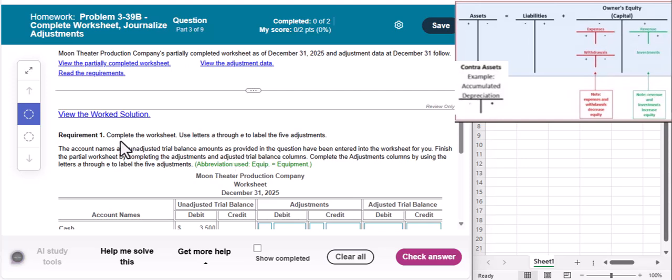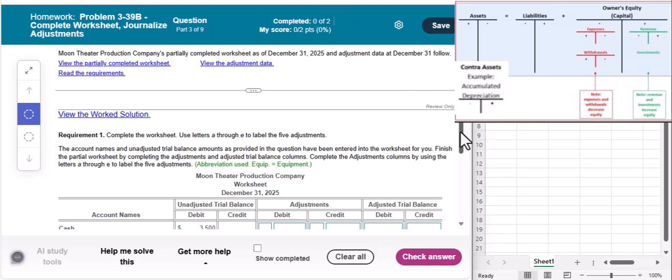So for requirement 1, we complete the worksheet, use letters A through E to label the 5 adjustments, the account names and adjusted trial balance amounts as provided in the question have been entered into the worksheet for you. Finish the partial worksheet by completing the adjustments and adjusted trial balance columns. Complete the adjustments columns by using the letters A through E to label the 5 adjustments. Abbreviation used, equip is for equipment.